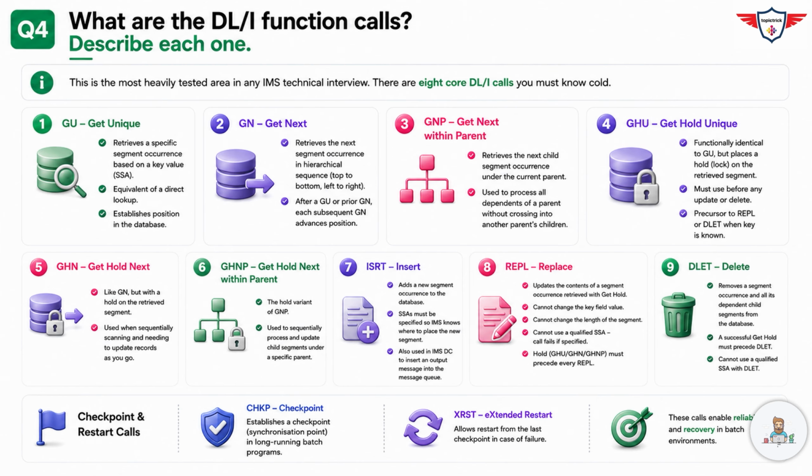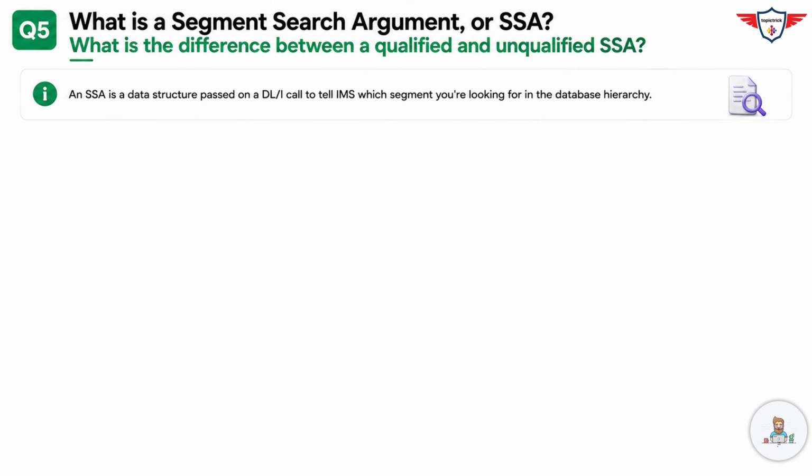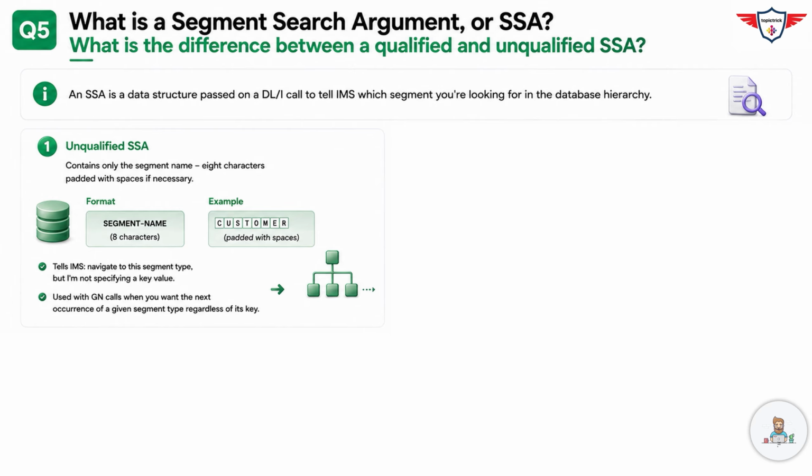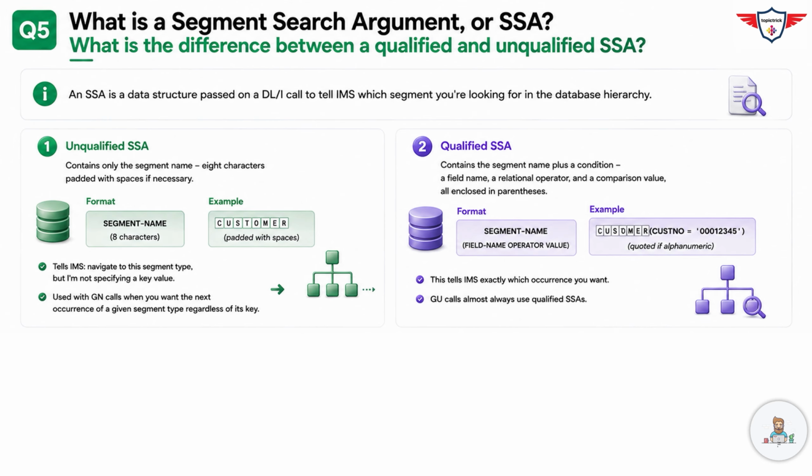Now the next question is, what is a segment search argument or SSA, and what is the difference between a qualified and unqualified SSA? So an SSA is a data structure that is passed on a DLI call to tell IMS which segment you are looking for in the database hierarchy. Now there are two types. First one is unqualified SSA and the second one is qualified SSA. Now, an unqualified SSA contains only the segment name, that is 8 characters padded with spaces if required. Now it actually tells IMS to navigate to this segment type, but I'm not specifying a key value.